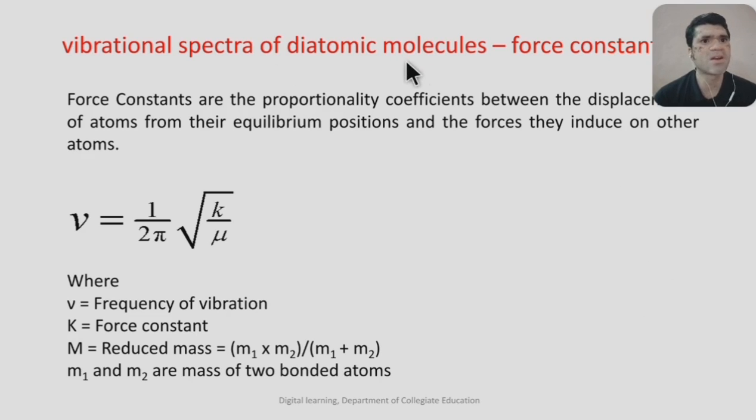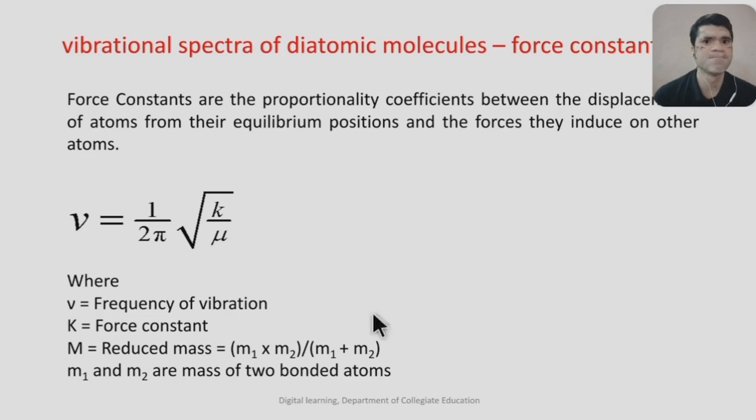Vibrational spectra of diatomic molecules. Force constants are the proportionality coefficients between the displacement of atoms from their equilibrium positions and the force they induce on other atoms. We know that bonds are not static. They are like springs. That means these bonds keep vibrating at their equilibrium position, continuously, along the internuclear axis.